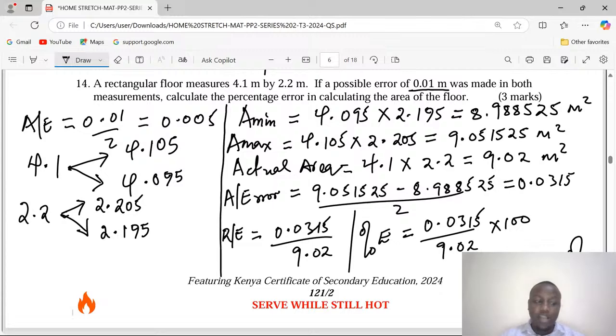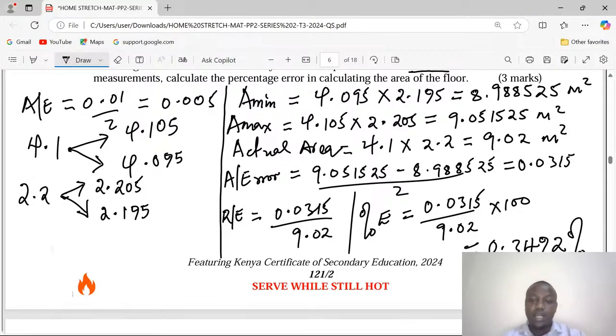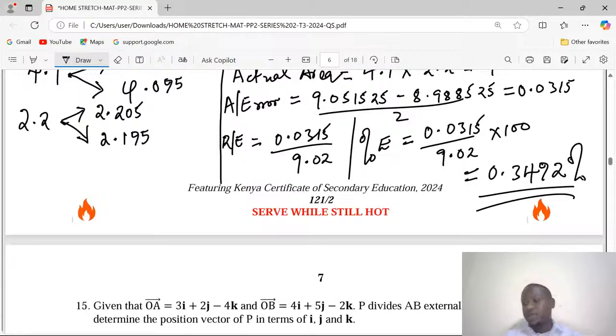Remember, we've been instructed to calculate the percentage error. It's good to keep an accuracy of 4 significant figures, more so when the accuracy has not been specified by the examiner. When the examiner has not specified the accuracy, kindly get used to 4 significant figures.